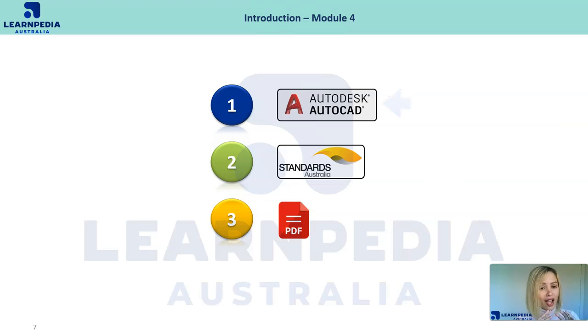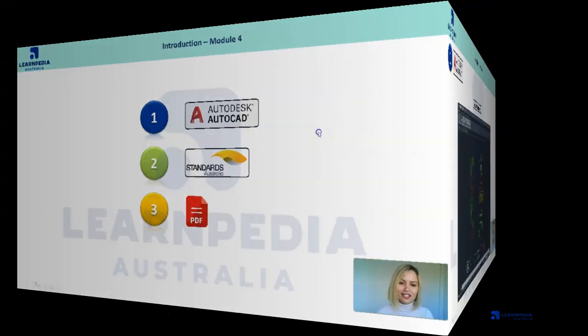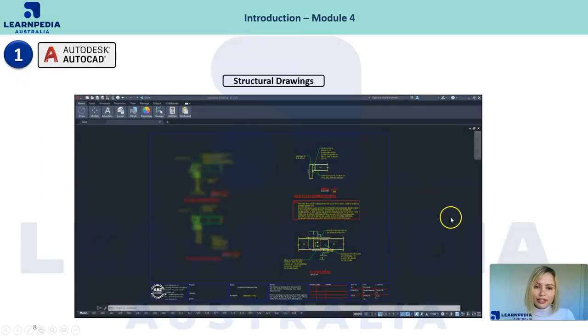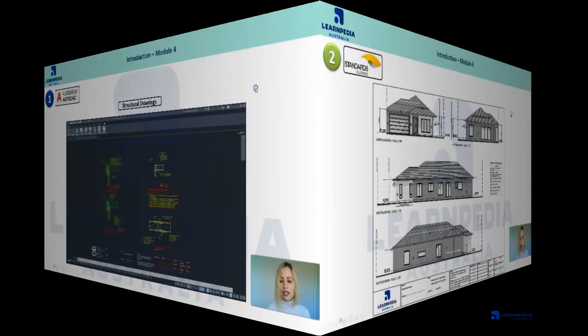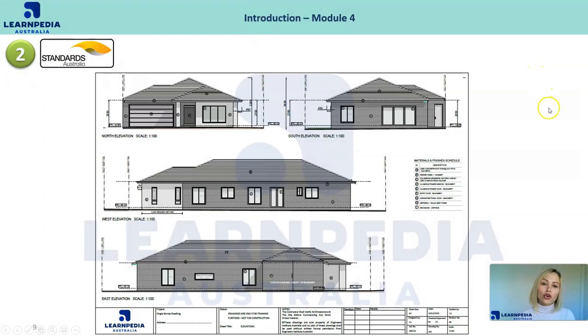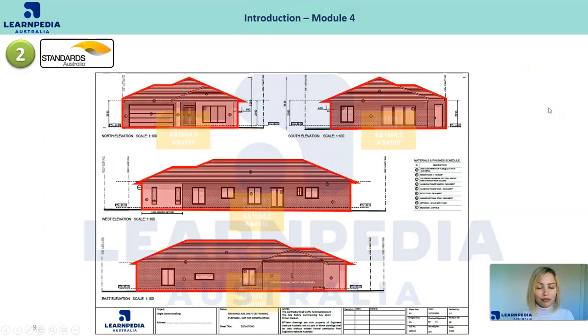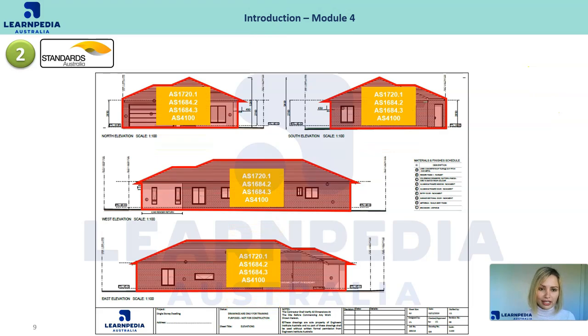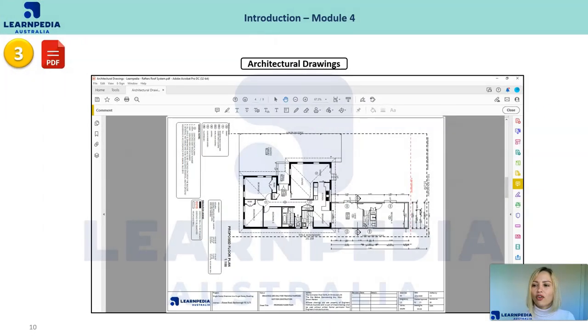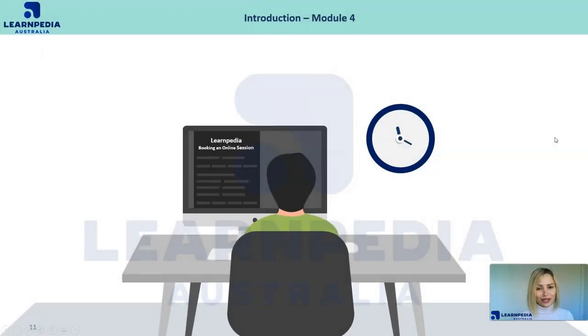AutoCAD, standards and codes, which is not a software package, but it's a resource that I will be using, and then PDF, which is the standard software package. So I'll be using AutoCAD obviously to do the structural drafting and the connection details, and I will be using the standards and codes to make sure whatever I'm designing and whatever I'm proposing complies with the standards and codes. PDF to read the architectural drawings or to read the codes.